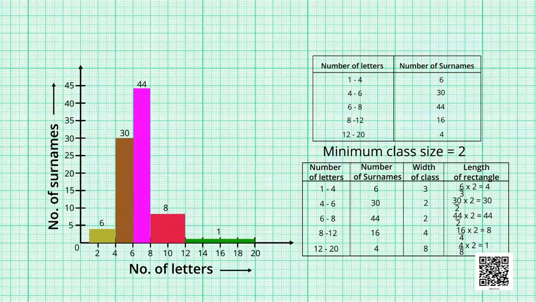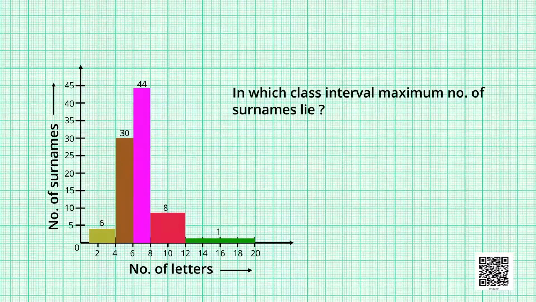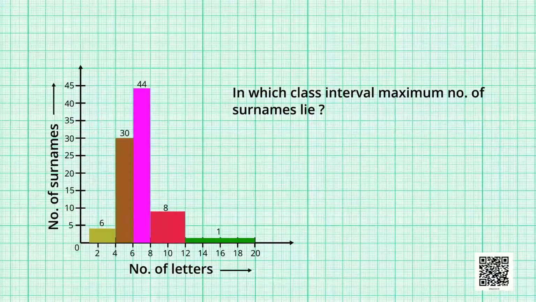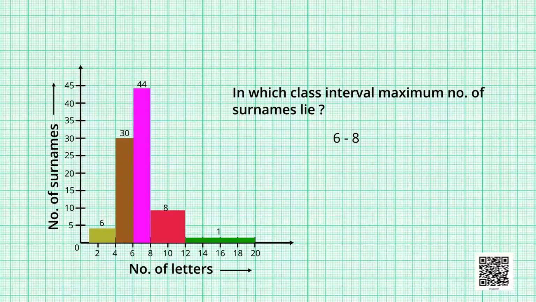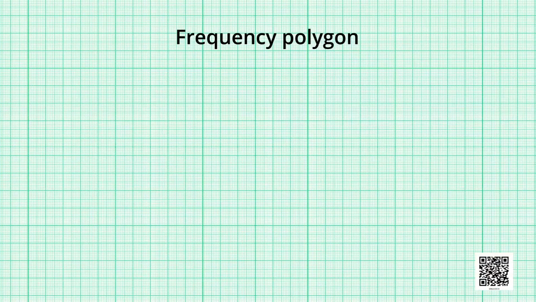So children, now you can see that this graph seems more appropriate. Can you tell me in which class interval maximum number of surnames lie? Yes, it is 6 to 8. So children, this was how you draw a histogram for class intervals of equal width as well as class intervals of unequal width. Children, now we will learn another way of representing data, that is frequency polygon.